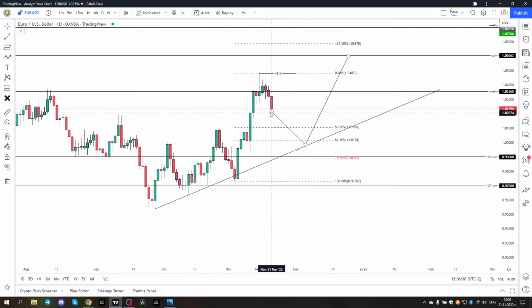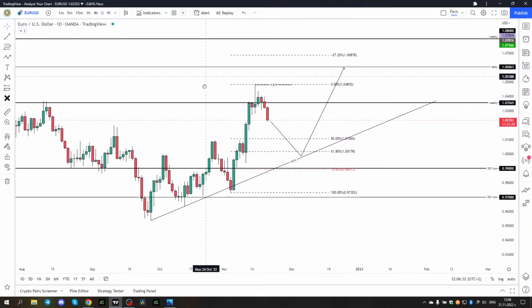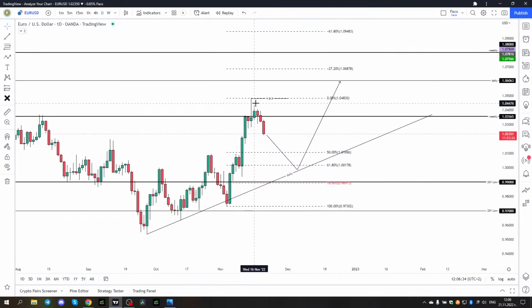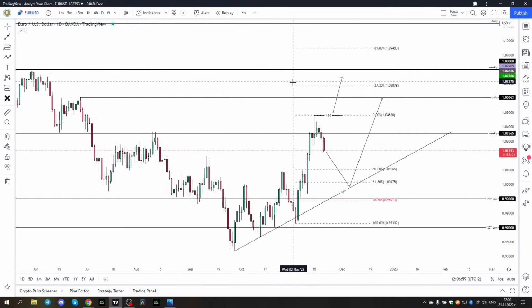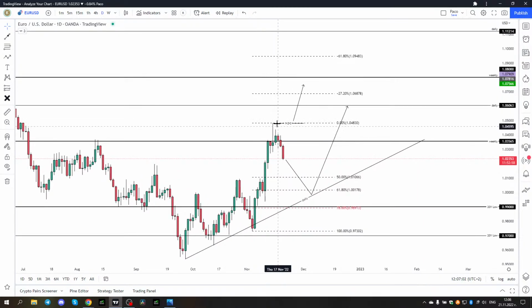The other option is the price from here, not to make a deeper correction, but to start to make a bullish impulse wave right away and to break this high over here. And if it makes this high from here, probably it's gonna reach the next weekly level, which is on this high over here, if it breaks the previous high.